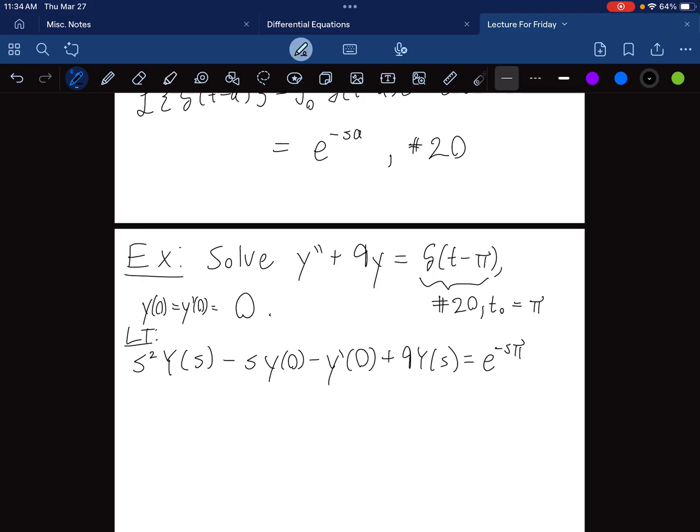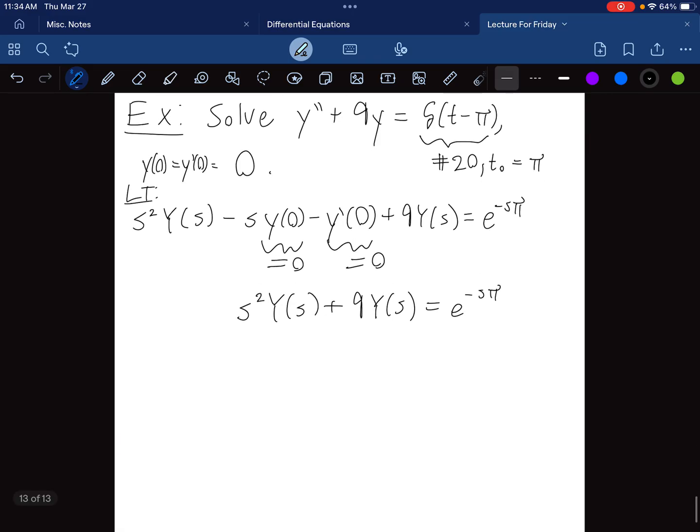And so now we want to plug our initial conditions into this. This is equal to 0. This is equal to 0. And so we're left with s squared capital Y of s plus 9 Y of s is equal to e to the negative s pi. We want to solve for this capital Y of s, so we would factor out an s squared plus 9 and divide by that on both sides to get capital Y of s is equal to e to the negative s pi over s squared plus 9.